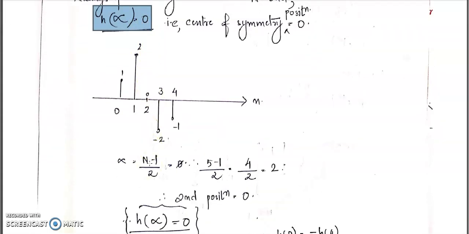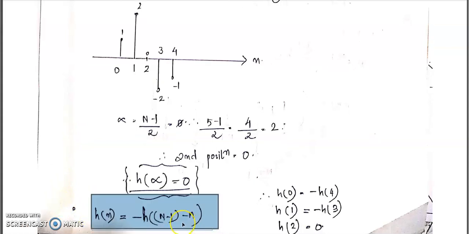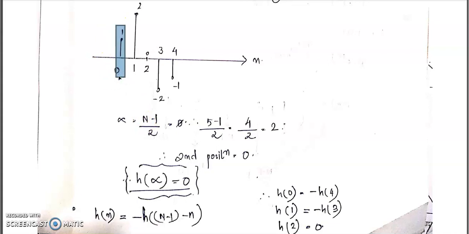Here the expression satisfied for the impulse response is that h of n is equal to minus of h of n minus 1 minus n. Here there is an extra minus sign added. What is the reason? Here the magnitudes are anti-symmetric. Here we can check it, the value of h of 0 equal to minus of h of 3, and the value of h of 1, that is 2, equal to minus of h of 4.